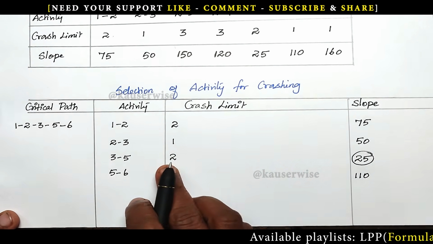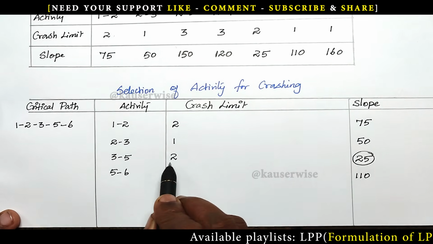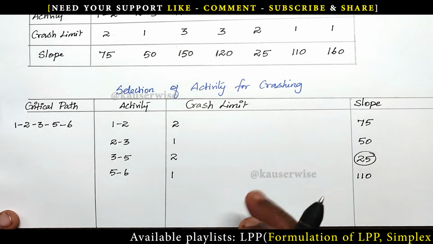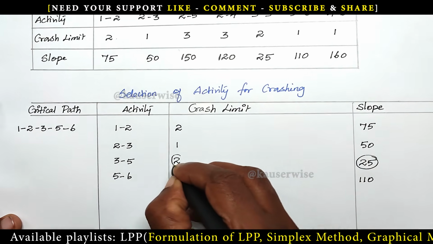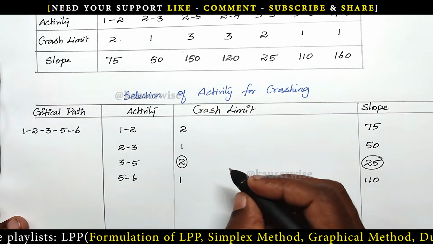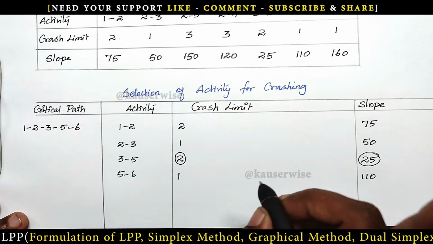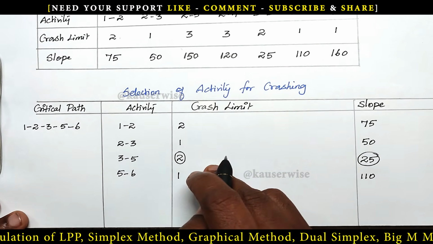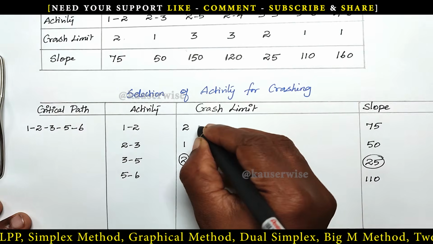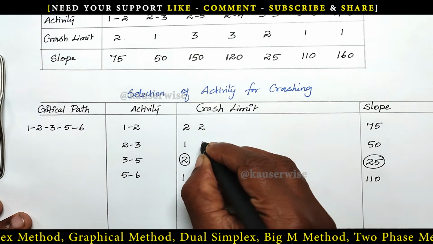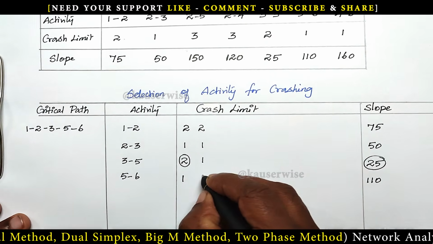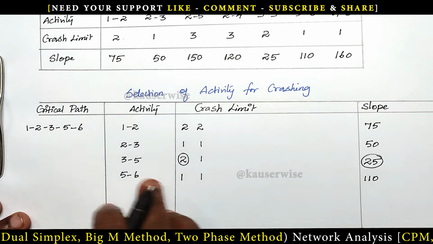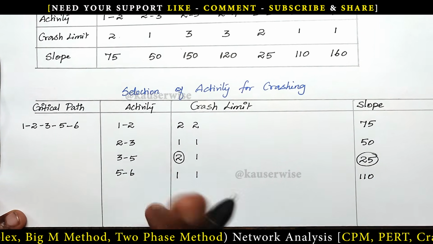The crash limit is 2, so maximum you can crash 2 days. You can crash one by one. So first I am going to select this particular activity and crash 1 day. What will be the result? There will be no change in this, here also no change, and this will become 1 and this is the same. So I am going to crash this particular activity by 1.